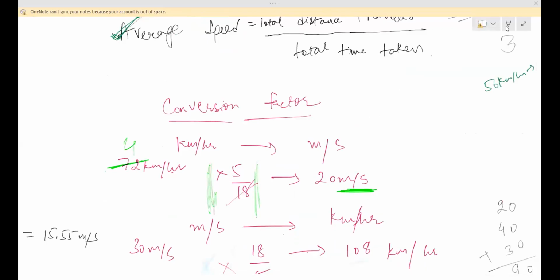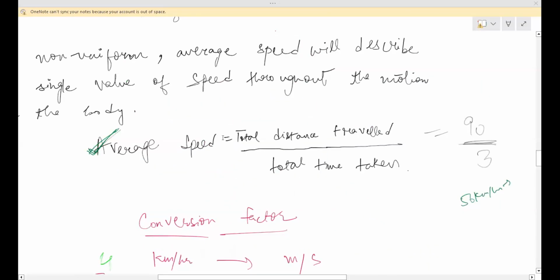Check your notes. No, ma'am. We didn't discuss about the conversion factor. Hmm? We didn't discuss about that conversion factor. And we have done with the average speed, right? Yes, ma'am. ठीक है. So first write this one.